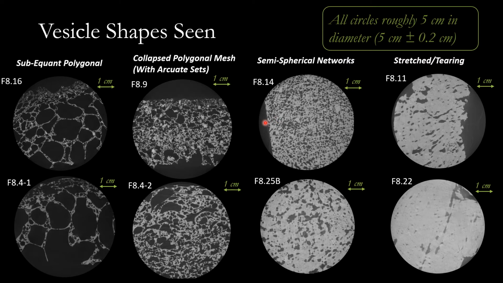Semi-spherical networks tend to be very, very small vesicles, much less than a centimeter, and they tend to form almost botryoidal clusters in the more spherical realm, whilst in these more square, more cubic in nature, they just form these large cubic segments in the sample. The stretched and torn vesicles tend to be more linear in nature and tend to form in these much more dense samples towards the end of the flow.